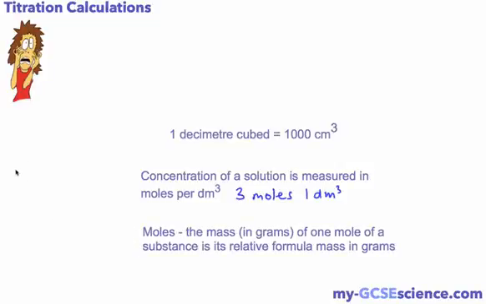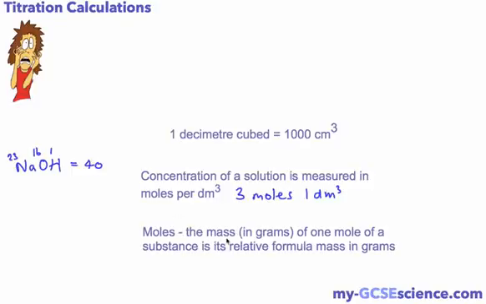If we have, for example, sodium hydroxide, the mass in grams of 1 mole of sodium hydroxide is its relative formula mass in grams. The relative formula mass for sodium hydroxide can be calculated from the periodic table, and the way we do that is we look up the relative atomic masses. So for sodium it's 23, for oxygen it's 16, and hydrogen it's 1. As I say, you can look these up on the periodic table, which you will have in your exam. If we add these together, 23, 16 and 1, we get an answer of 40. So the relative formula mass for sodium hydroxide is 40.